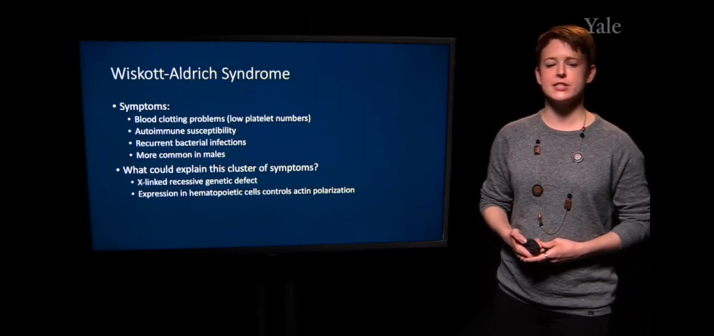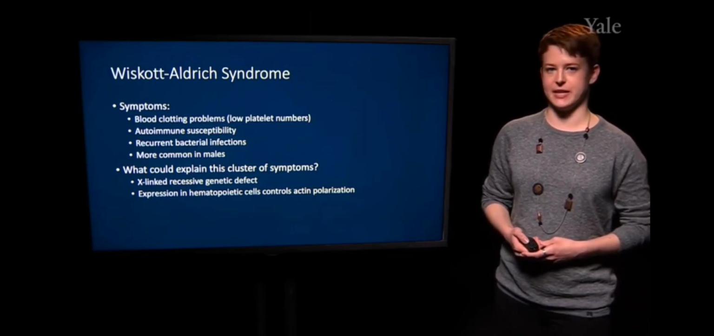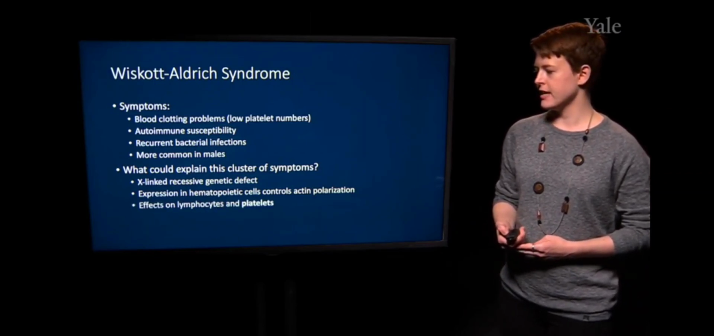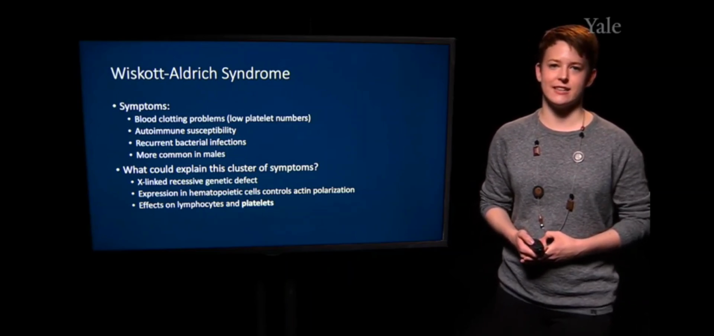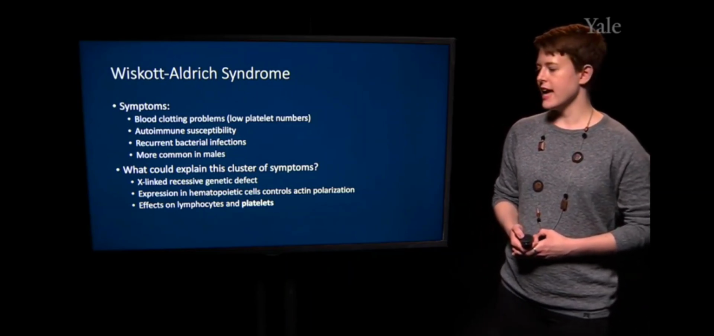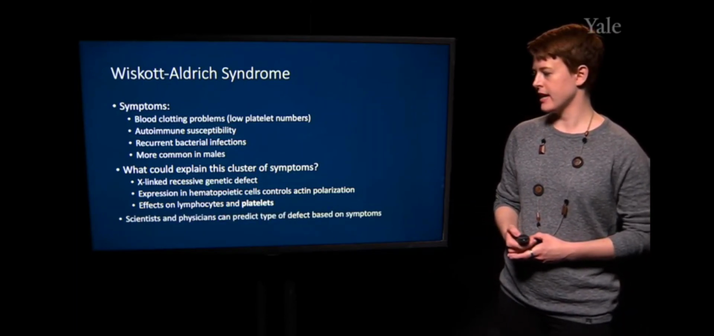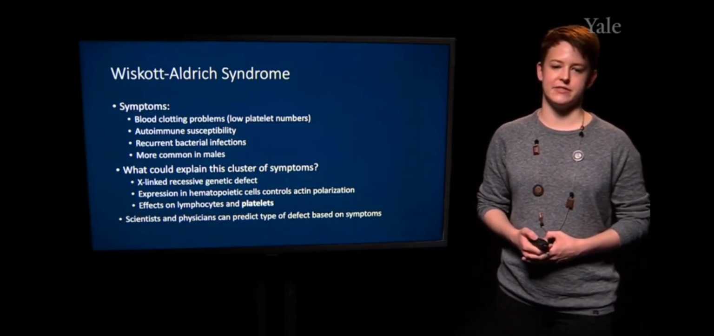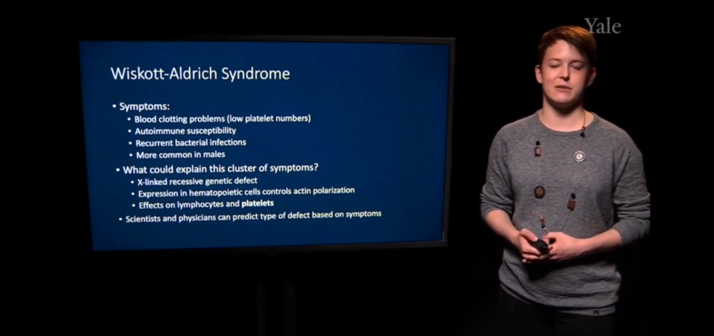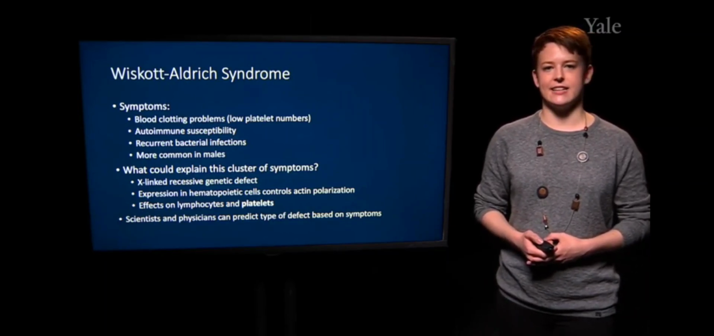So, as I said, when we see the protein defect, it has an effect on both lymphocytes and platelets. This is a really good example of how scientists and physicians can use symptoms and what we know about the immune system to help understand how defects in specific proteins can cause problems, therefore giving us information about how the immune system works.